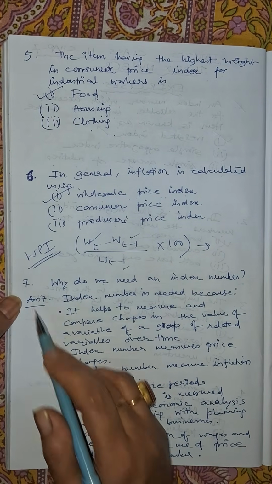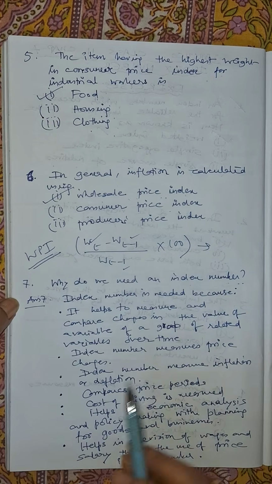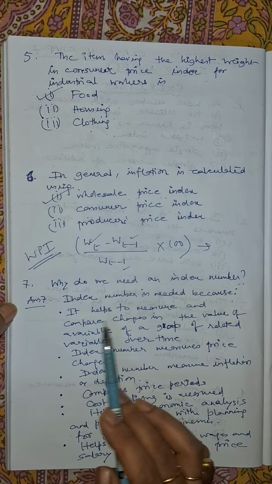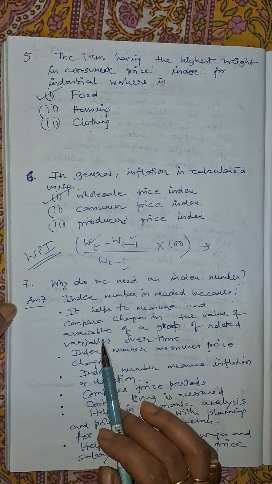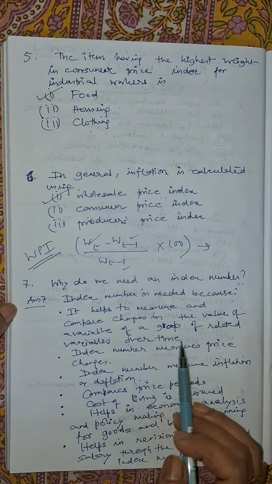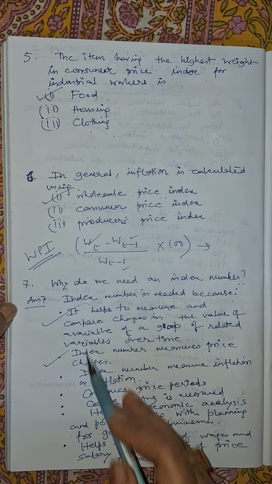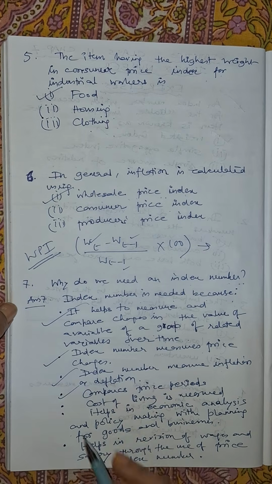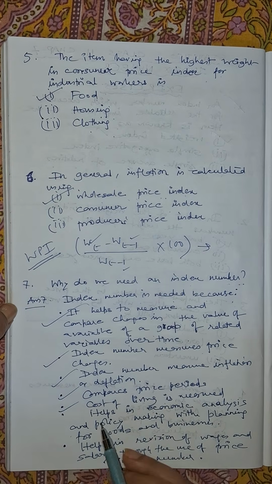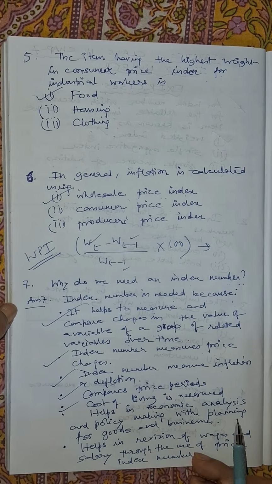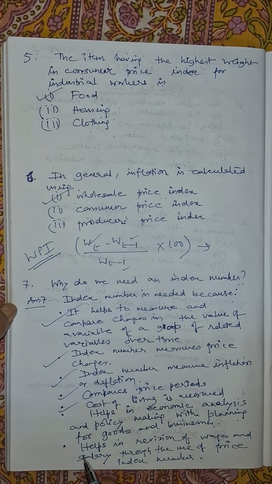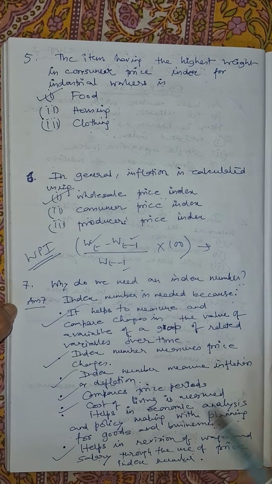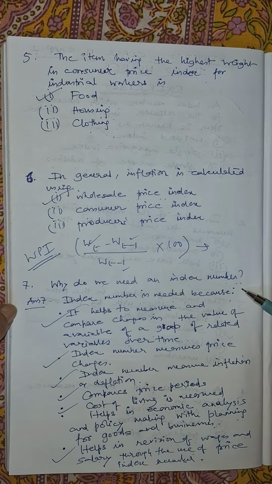Now we come to question number 7. Why do we need an index number? So the answer will be what? Index number is needed because, so these are the points. It helps to measure and compare changes in the value of a variable or a group of related variables over time. Index number measures price changes. Index number measures inflation or deflation, compares prices of goods, cost of living is measured, helps in economic analysis and policy making, planning for goods and businesses, helps in revision of wages and salary through the use of price index numbers. So these are the reasons why we need an index number.